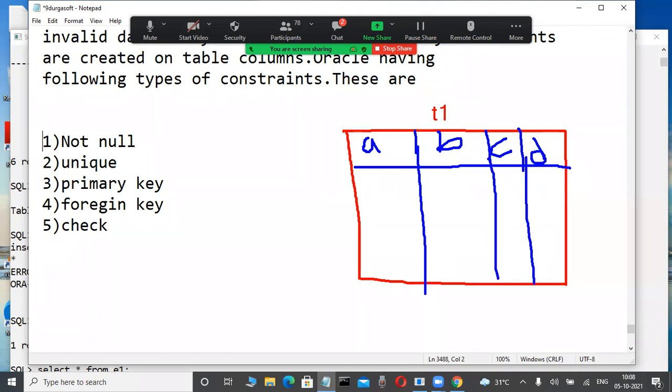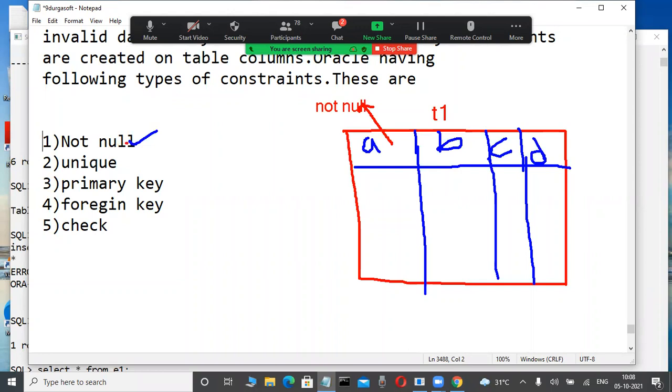Now I'm asking small questions. Can I create a not null constraint on A, a column? Possible or not? Yes, possible. Maybe we are creating a not null constraint on one column. What is not null? We don't know yet. A not null constraint on column A is possible. Everyone knows.